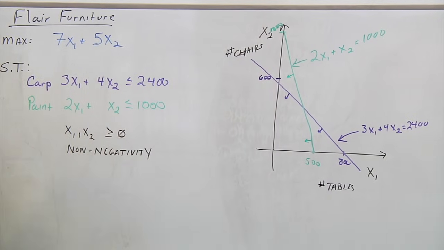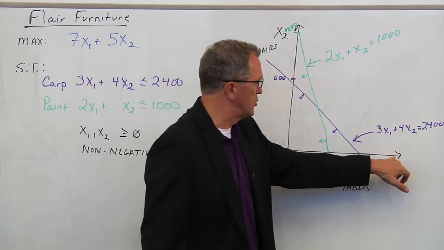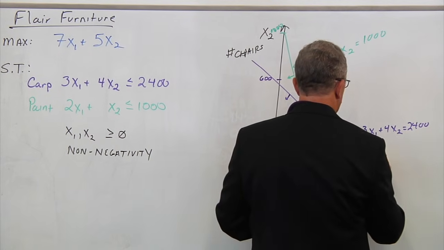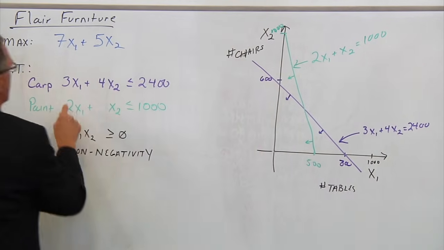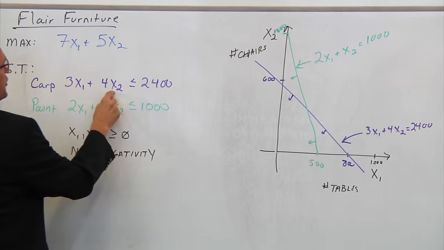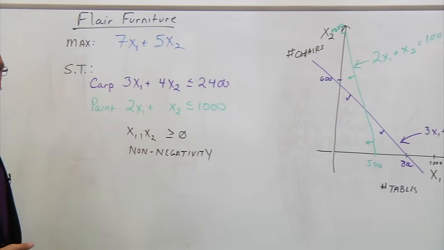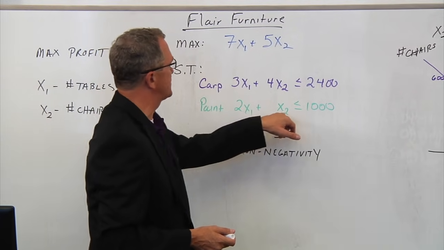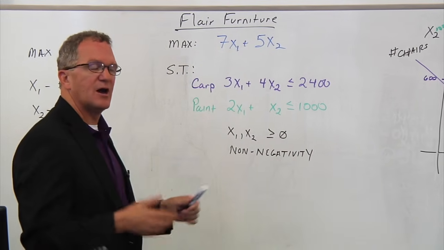What if I picked a number on the other side of the line? Let's go out here to 1,000 tables and no chairs. All right? So we'll come out here to 1,000, 0. That's on the opposite side of this line. 3 times 1,000 is 3,000, plus 4 times 0 is 3,000. 3,000 is not less than 2,400, so I don't want to be on that side of the line. Same thing here. 2 times 1,000 is 2,000, plus 0 is not less than 1,000, so I've got to be on the opposite side. We can find out where we need to be.